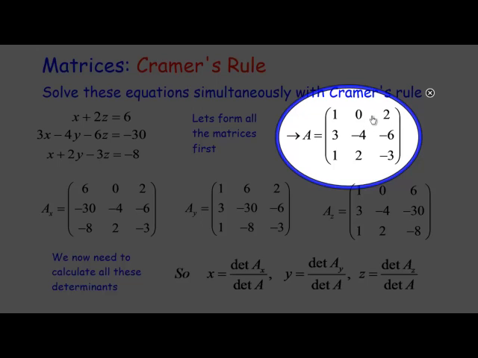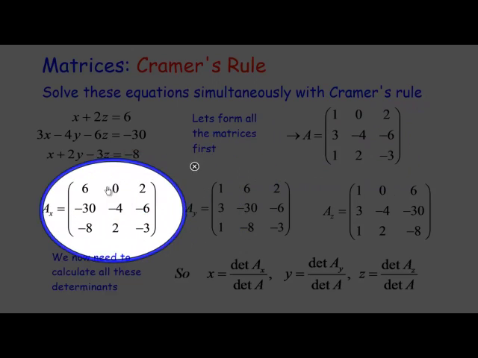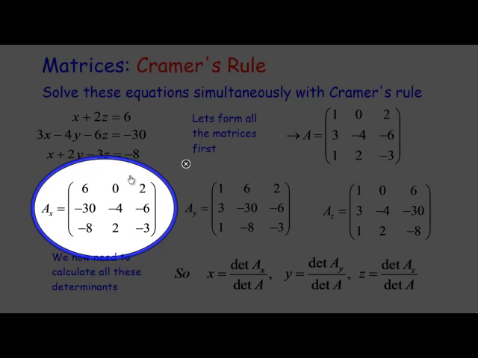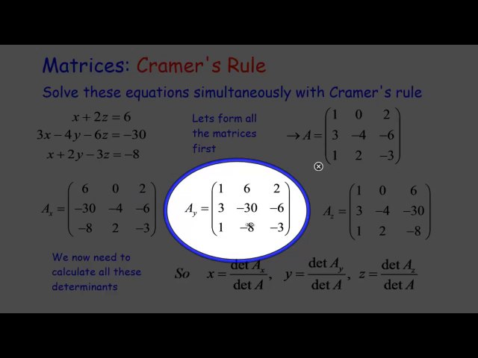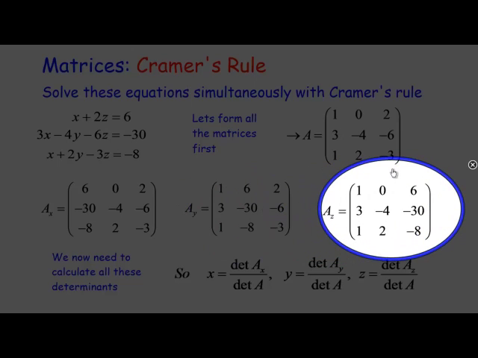And as you probably remember, you can expand determinants via any column or any row, but at the moment these are just the matrices, and I'll show you how I form the particular modified matrices. You can see here the 6, minus 30, minus 8 is put in the x column. The 6, minus 30, minus 8 is put in the y column, and finally the 6, minus 30, minus 8 is put in the z column. So the constants are going into the variables' positions.